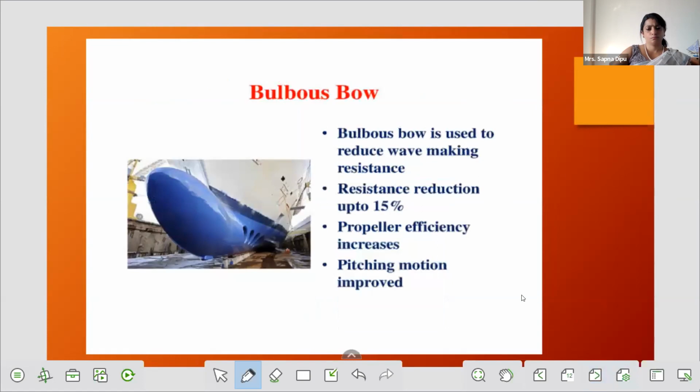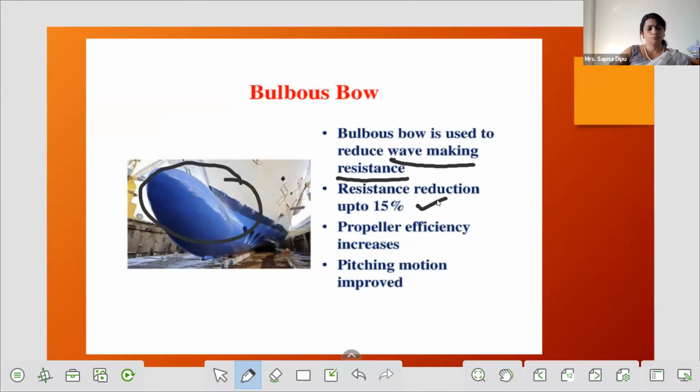And another important thing is the bulbous bow. This is a gooseneck bulbous bow. The bulbous bow is used to reduce wave making resistance. This is a very important point. The physics behind it we know, that it reduces wave making resistance by the wave interference method. Literature says that it also reduces resistance by 10 to 15%.